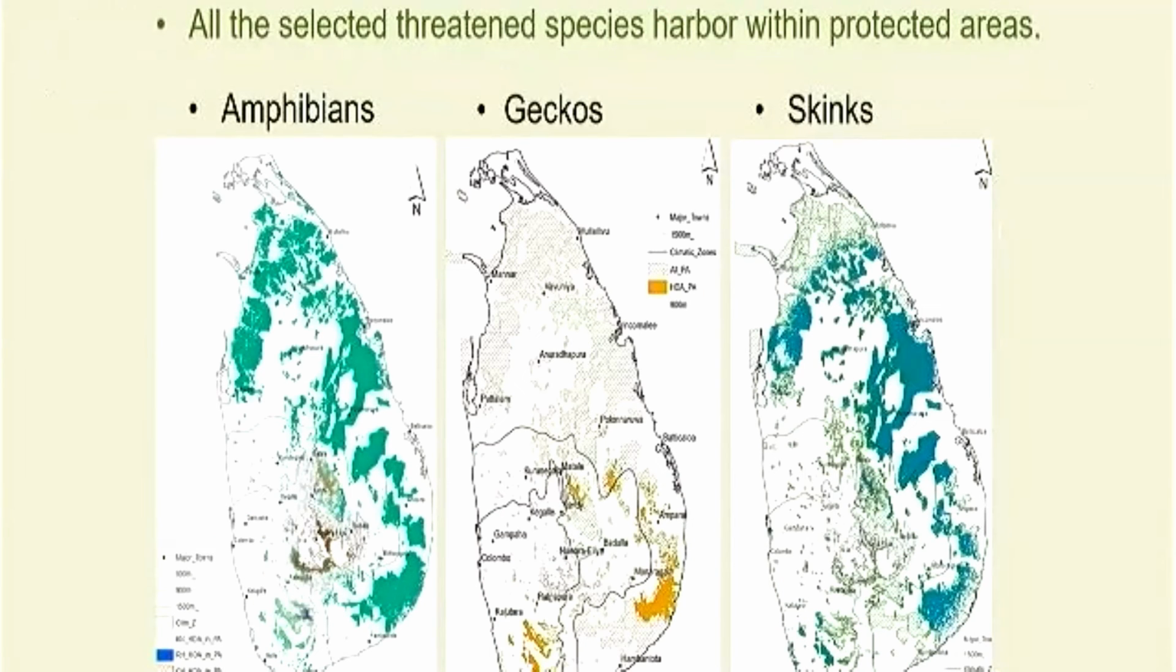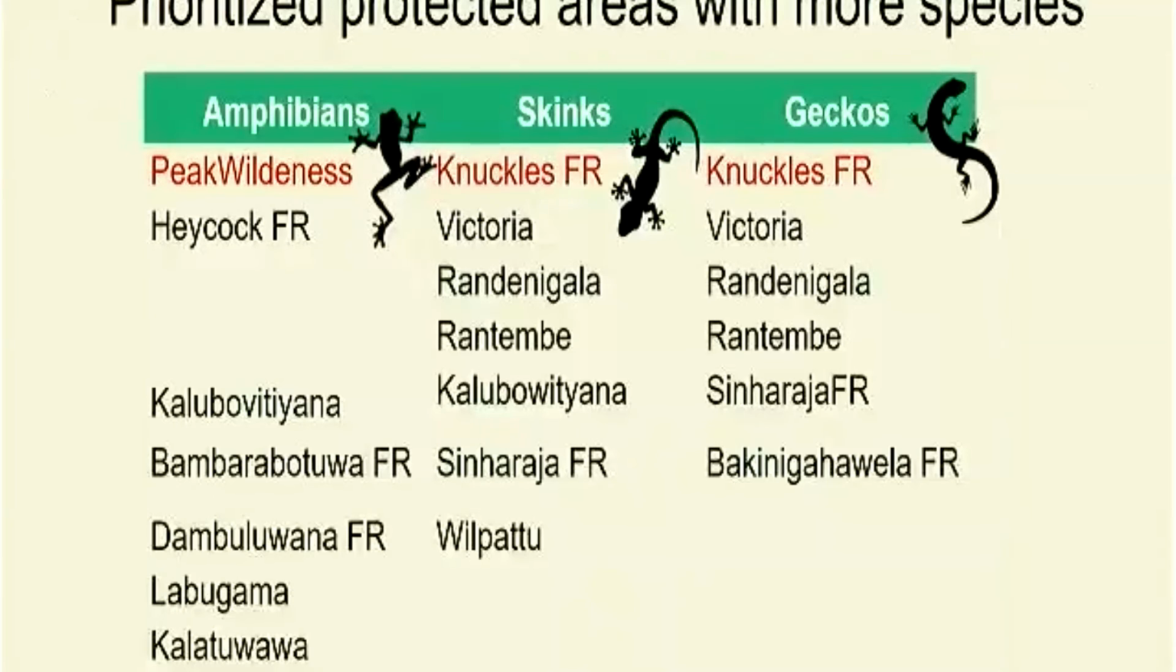Then these are the already protected areas where the high diverse areas are when we overlay with the protected areas. After we generated these maps, we identified that the Peak Wilderness is the most prioritized protected area for the amphibians and the Knuckles range for the skinks and the geckos. These are the other areas at the top level, prioritized protected areas where the rich diversity of these species could be present.